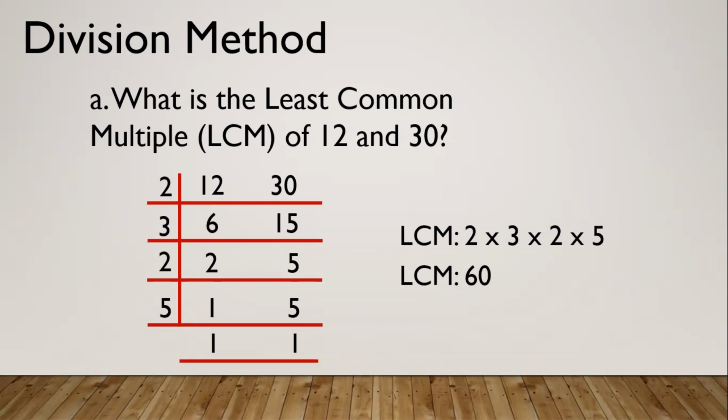So first, we have listing method. Second, we have prime factorization. And the third one is division method. Do you understand?